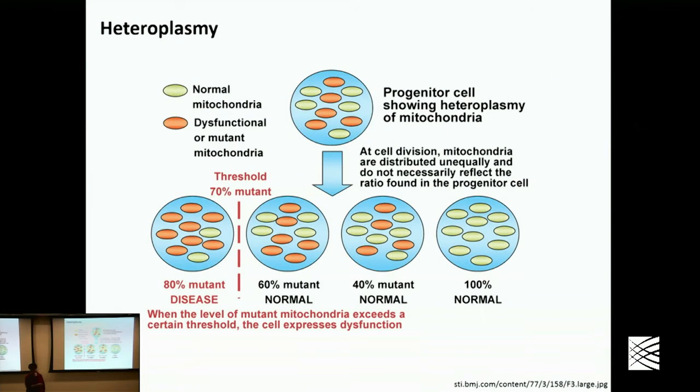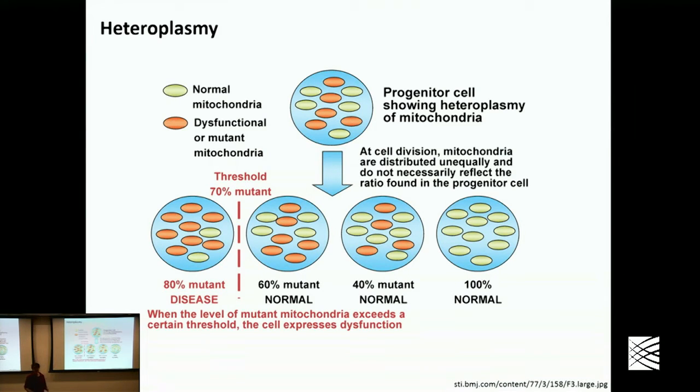Okay, so I think this concept already came up before, but in the cell, you have lots of mitochondria. Each one has a mitochondrial genome, so you have a lot of mitochondrial genomes. They can be slightly different from each other. And this gives rise to the concept that's called heteroplasmy, which means you have a variant that's present in some mitochondria, say the red ones, and not other ones.